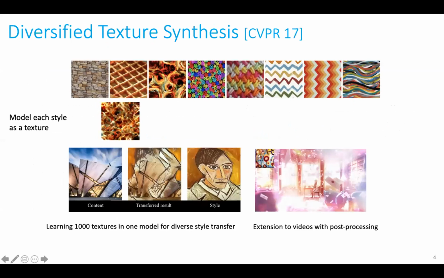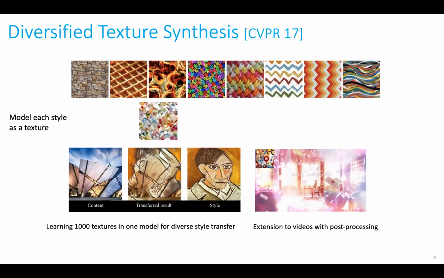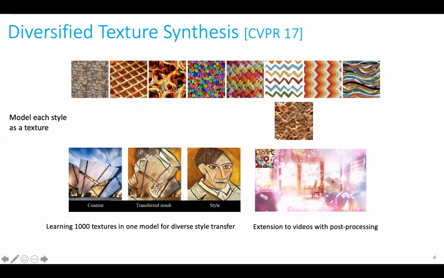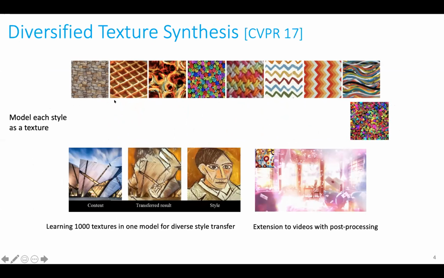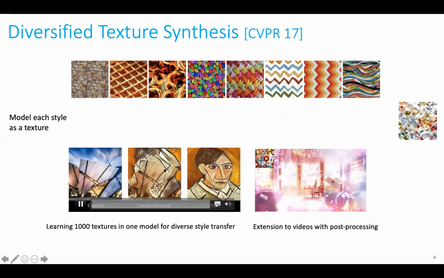This is the work that we did back in 2017. So the idea is to train a network so that we can transfer 1,000 styles in one network with diverse outputs. And so we turn the problem of style transfer into textual synthesis, and then with content we will be able to generate new contents with diverse outputs.